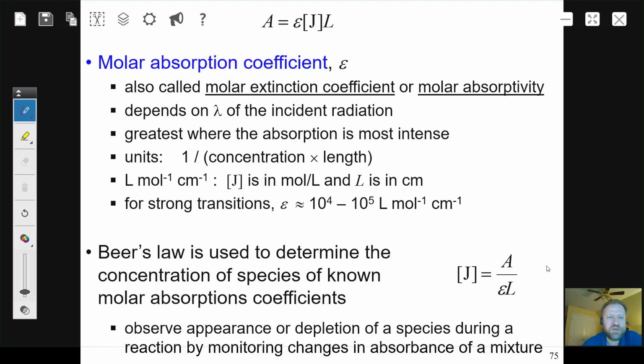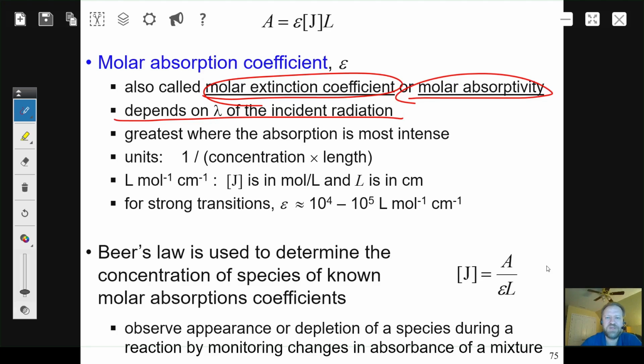Now let's talk a little bit more about the molar absorption coefficient. In the older literature, it is called molar extinction coefficient, sometimes just extinction coefficient, or molar absorptivity. As we already mentioned, it depends on the wavelength of the incident radiation. In the good old days, they analyzed one wavelength at a time. These days, we can analyze many different wavelengths at once due to those charge-coupled devices, which have many different photodiodes that are sensitive to many different wavelengths. It is greatest where the absorption is most intense.